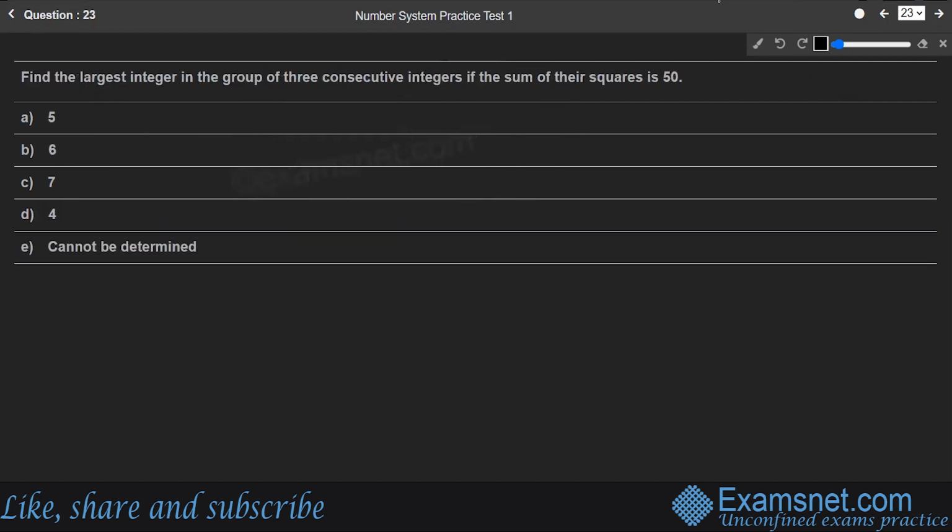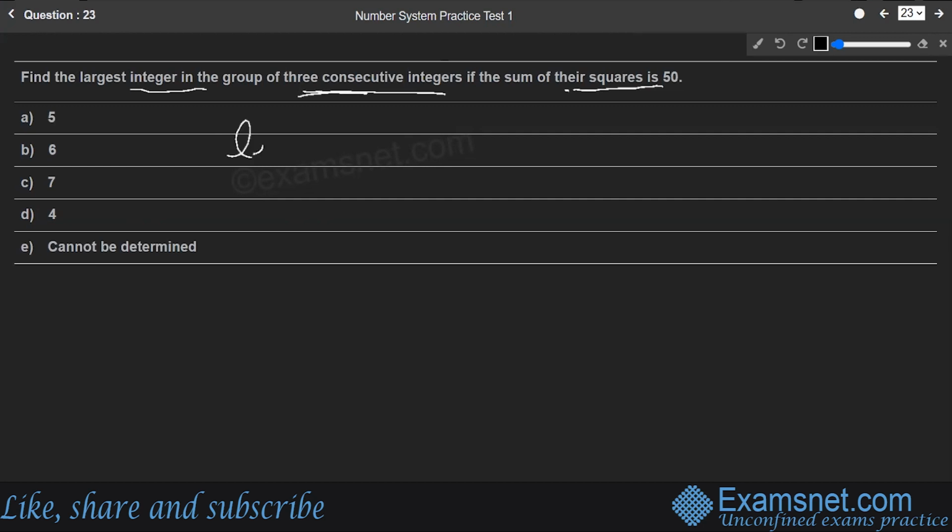Now he says, find the largest integer in the group of 3 consecutive integers if the sum of their squares is 50. For these types of questions, we choose the 3 consecutive integers in such a fashion that when we add them, the numbers get easy to solve. Most of the terms get cancelled, as we do in arithmetic progression also. We have to choose 3 consecutive numbers in such a way that when I add them, it becomes easy for me.